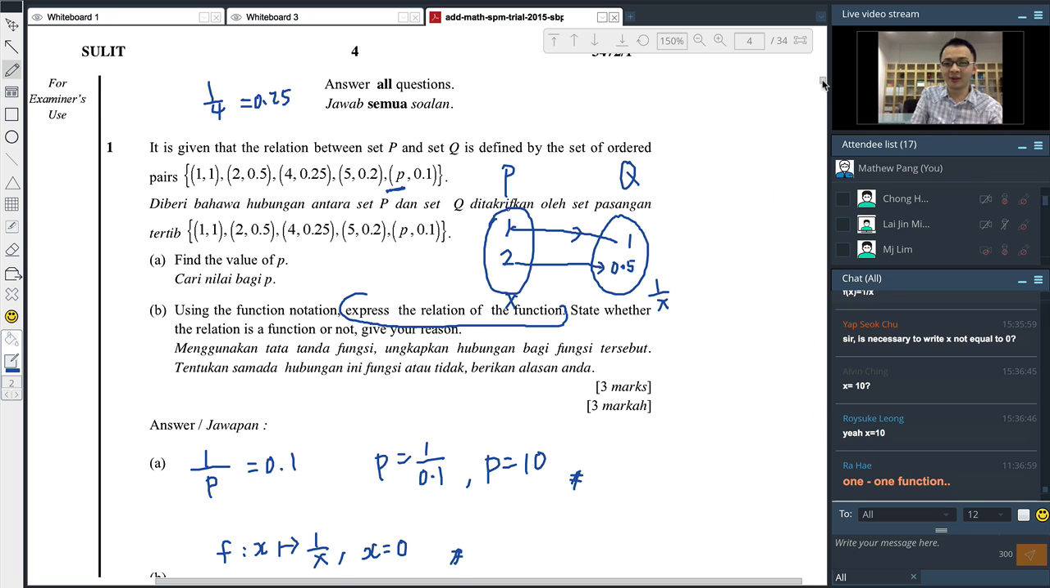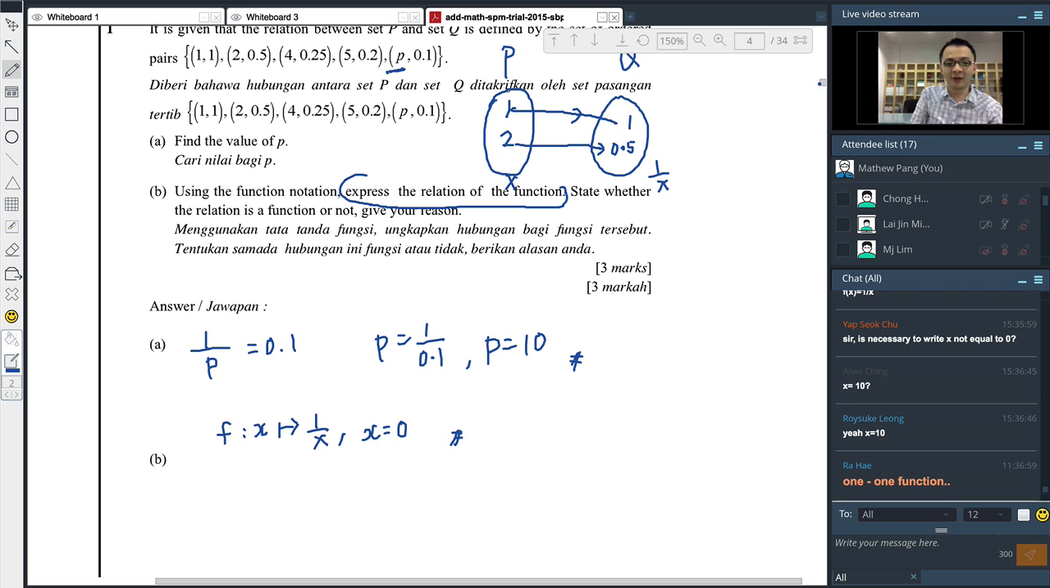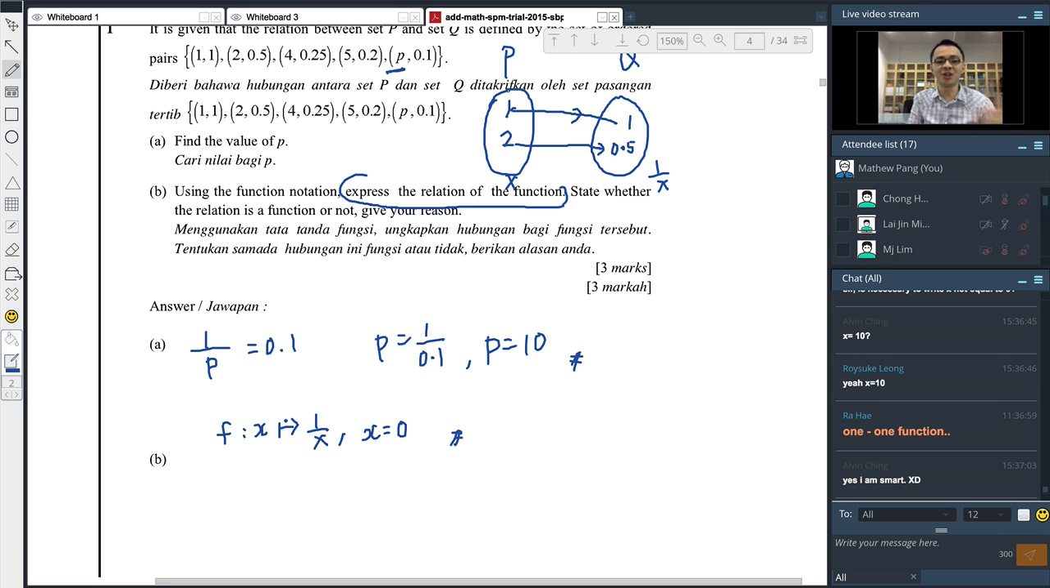And let me continue. The second part asks us to write the equation. This one is just something like f(x) equals to 1 over x. For the function notation, they always write like this, so I just follow them. Then they ask you to state whether the relation is a function or not. Give your reason. Obviously this is a one-to-one function. You can say it is a function because it is one-to-one.